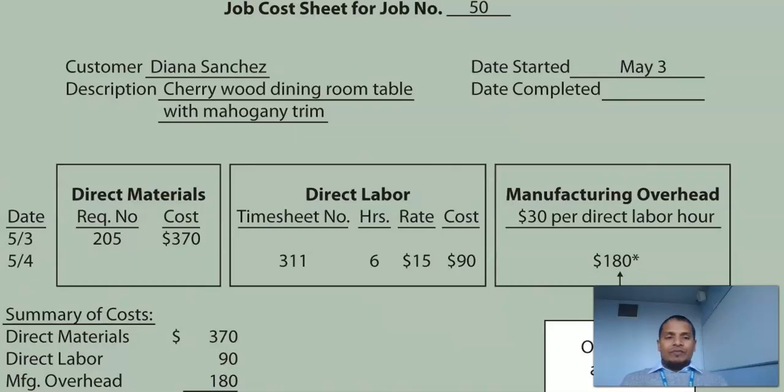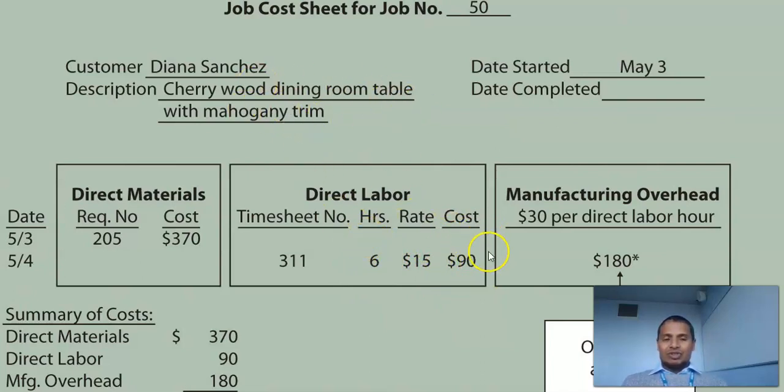All right, so if you see the cost sheet, direct materials: how much direct materials, what is the requisition number, and how much is the direct material cost? And how much is the direct labor cost, what are the direct labor hours they spent, how much is the labor paid hourly, and what's the labor cost based on the time they spent on that particular job?